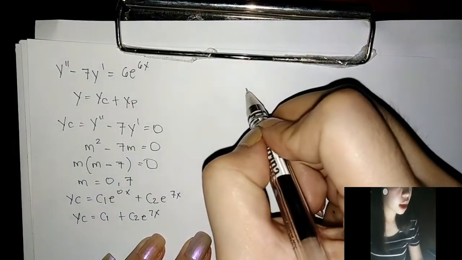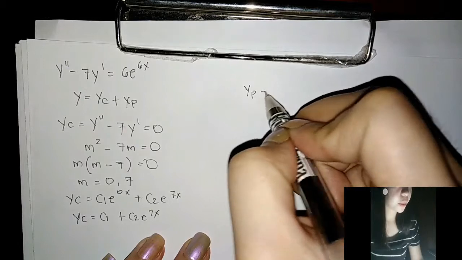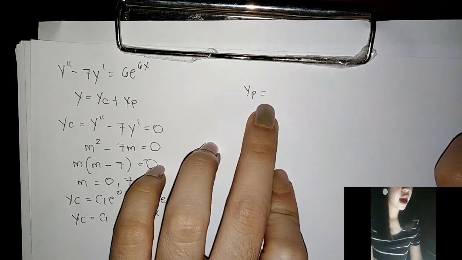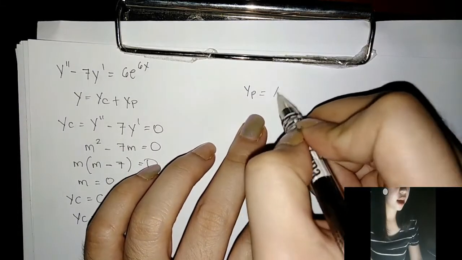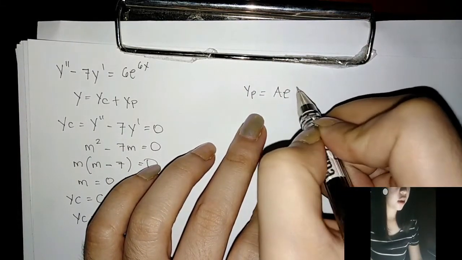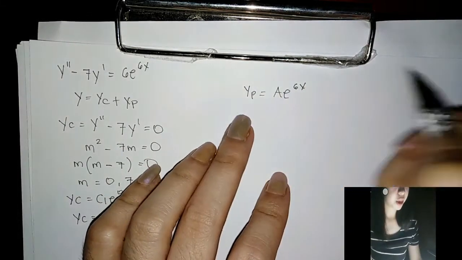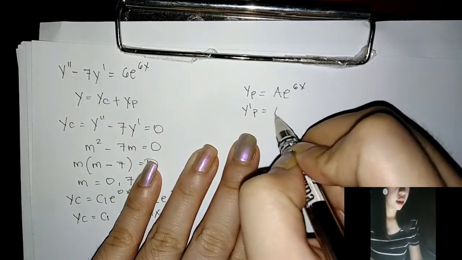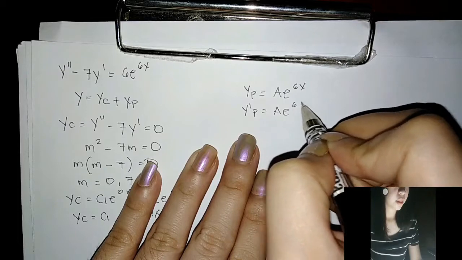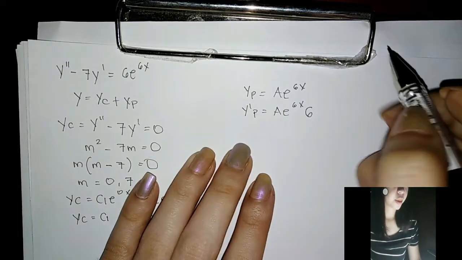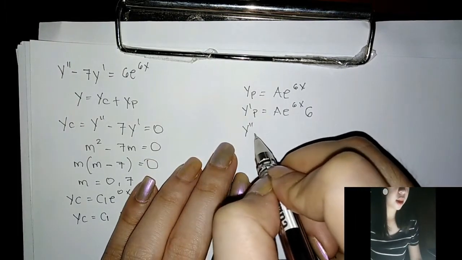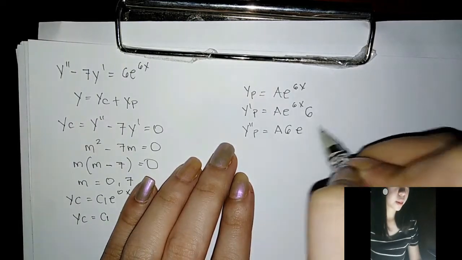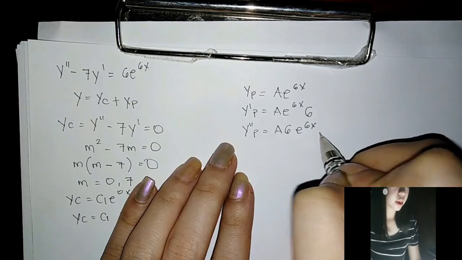So, ngayon, hahanapin naman natin yung yp niya. So, since meron tayong e raised to 6x, ang gagamitin natin ay a e raised to 6x. So, derive, second derivative, times 6.